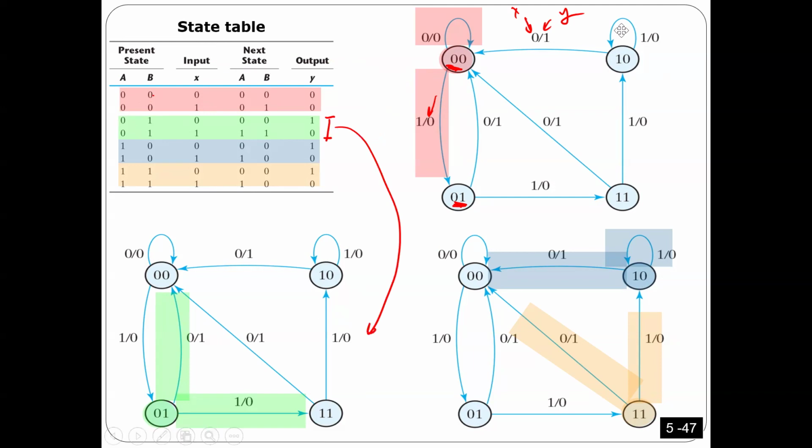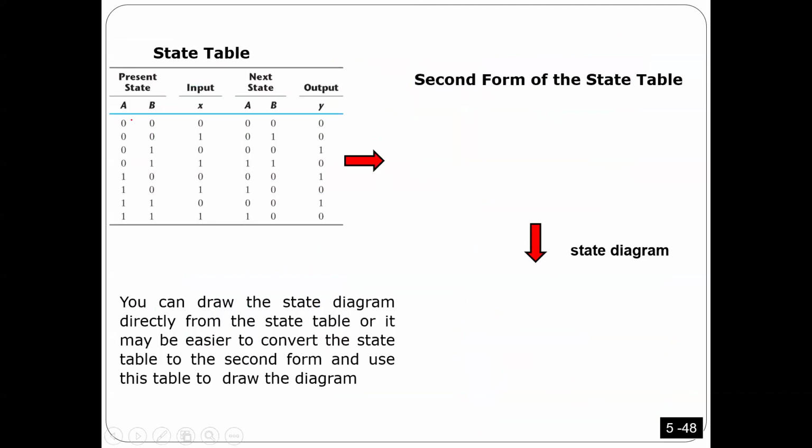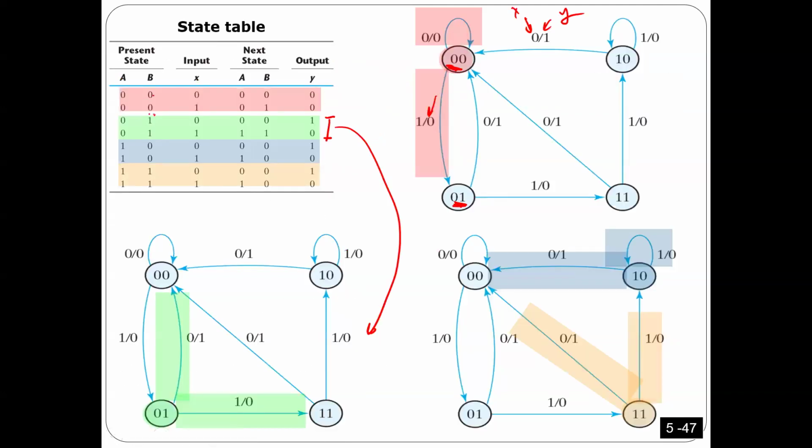Same thing, I will just repeat it. If I'm in a state 0, 1, and the x is 0, so the next state becomes 1, 1, and the output is 1. That means I need to make an arrow from state 0, 1 to 0, 0. Yeah, from 0, 1 here, I need to make an arrow this way.